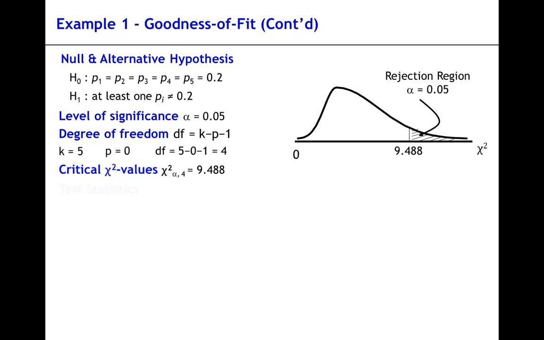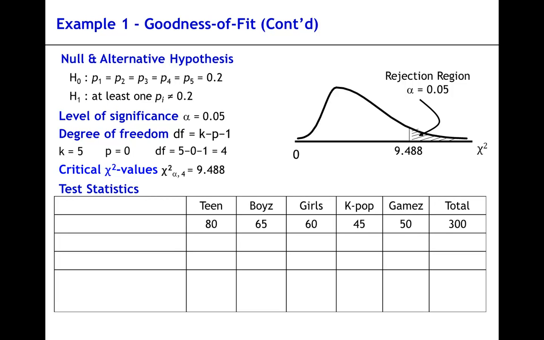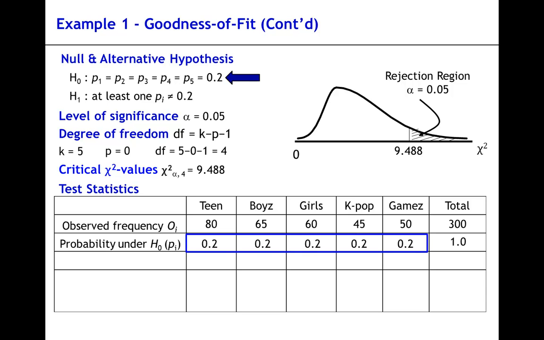Next, we find the test statistic chi-square star. The categorized data are given as such. These are the observed frequencies O sub i. To get P sub i, which is the probability or the proportion of each category, we look for the null hypothesis and pick up the P sub i's for each category. In this case, all the P sub i's are hypothesized to be equal to 0.2. The probabilities for all 5 categories should add up to 1.0.